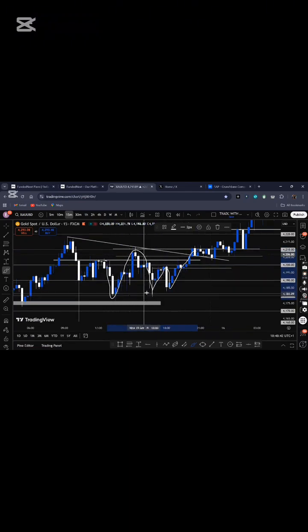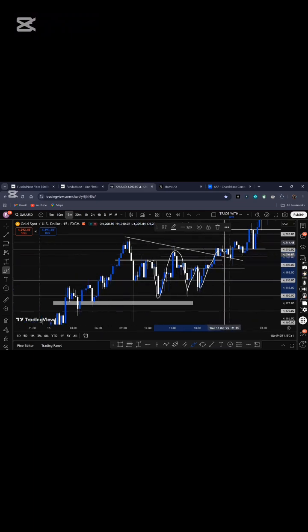Can you see? It's making an equal low. Then when the price comes back to the previous low, you look for a candlestick confirmation. And if you don't know how to discover a candlestick confirmation, please just comment in the comment section. I'm going to do well to explain to you how to look out for candlestick confirmation. Then you look for a buy.